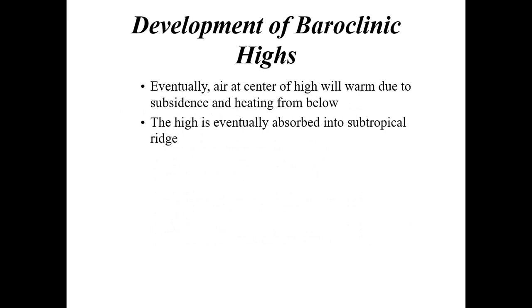Eventually, air at the center of the high pressure will warm, again due to sinking air motion, subsidence, and heating from below. The ground is warming. For example, as the high gets all the way down towards the southeastern U.S., the ground is warmed drastically compared to where it started in Canada, where you had snow-covered ground. The high is eventually absorbed again in the subtropical ridge.